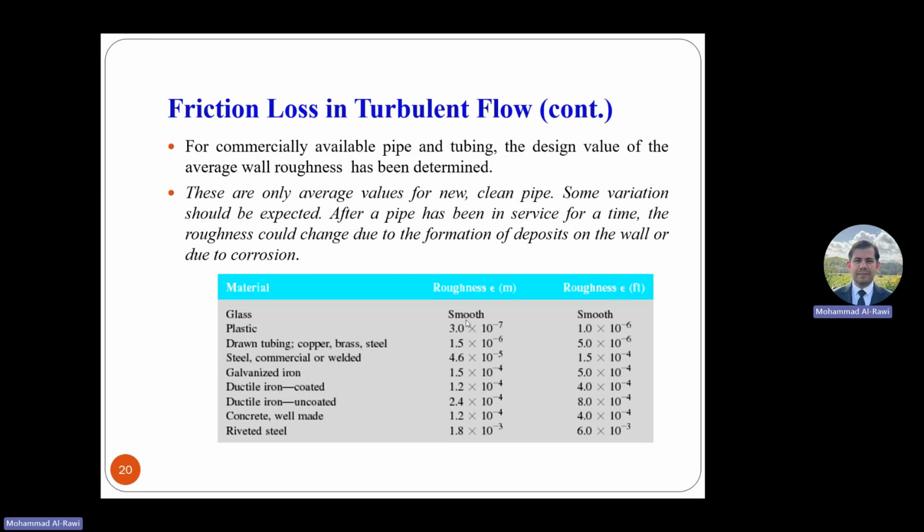So you have glass, the E roughness in meters is that value, and roughness in feet. So we are looking for the SI system in meters. So for plastic, for drawn tubing, for ductile iron, concrete. Sometimes they use it in the old water and wastewater systems.